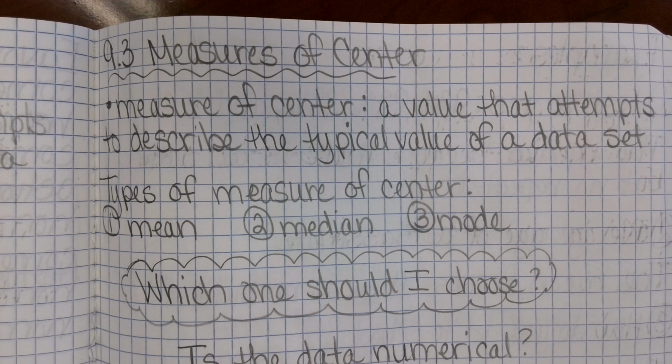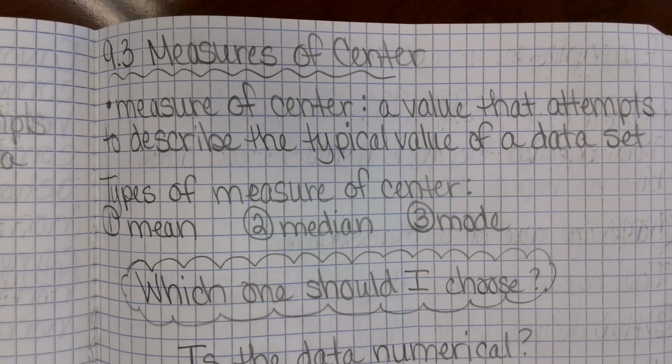So a measure of center is a value that attempts to describe the typical value of a data set. There are three types of measure of center: the mean, the median, and the mode. Notice the range is not included in that.